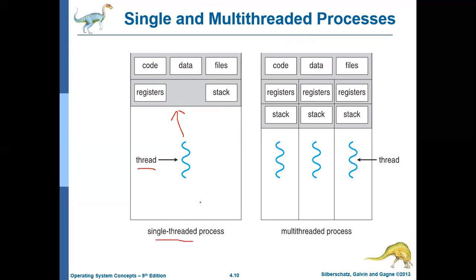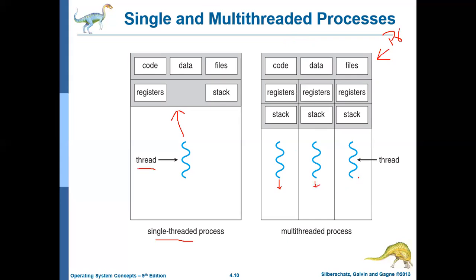Whereas in modern days, most processes are multi-threaded processes. This is the right hand side diagram. This is also a process, but this process is running three threads. Maybe one thread may be doing some functionality, and another thread will be doing another functionality. That is, each thread will perform different functionality.